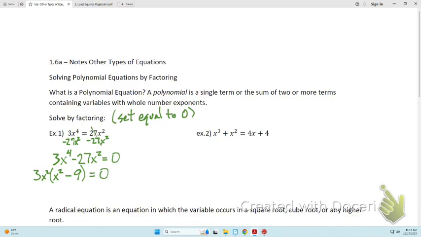So at this point, there's a couple options. It is solvable without factoring further, but I would just factor it as far as possible. And you can factor that x squared minus 9 into x plus 3, x minus 3. And then you set each factor equal to 0. So here's one factor, another factor, and another factor.